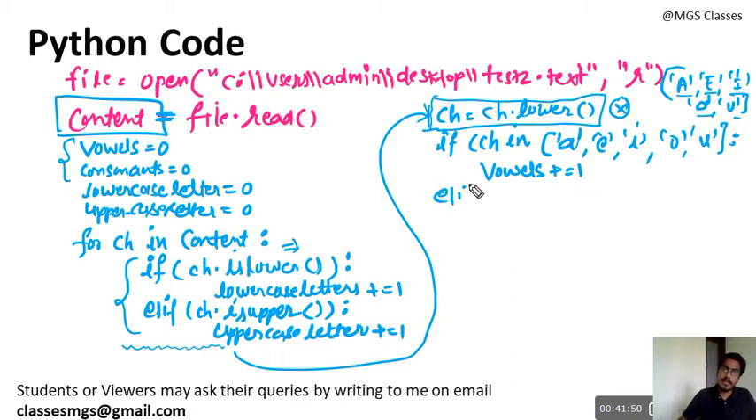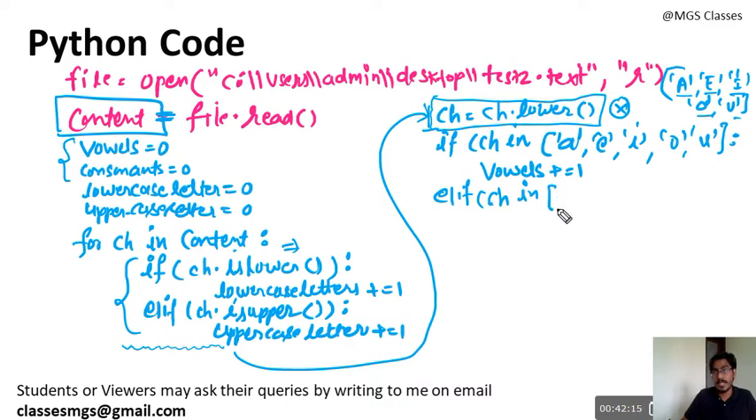Elif here, if it is not in a, e, i, o, u, then it might be a consonant, or it might be a space. In the space case also it will come here. That's why I didn't write else here. If I had written else here, then in the case of a space it would also be counted as a consonant. That's why I didn't write else directly. I am manually checking whether it is a consonant.